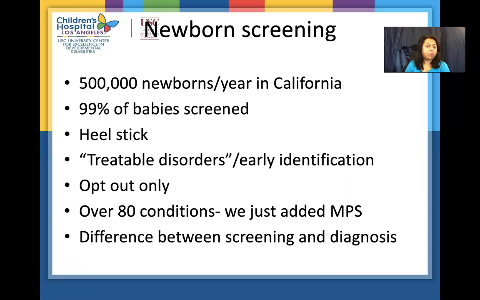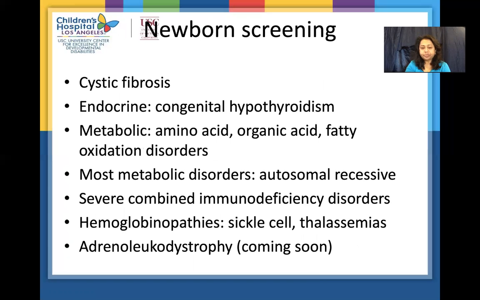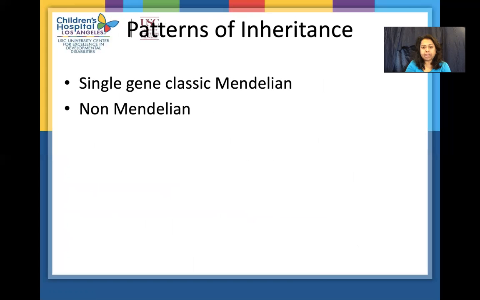In California, we have very comprehensive newborn screening with over 80 conditions. We've even included rare conditions like mucopolysaccharidosis. 99% of the babies that are born in California are screened, and we have specific centers that will clear out these tests depending on the birth hospital where these babies are born. And we'll be talking a little bit more about newborn screening. These are some of the other conditions associated with newborn screening.